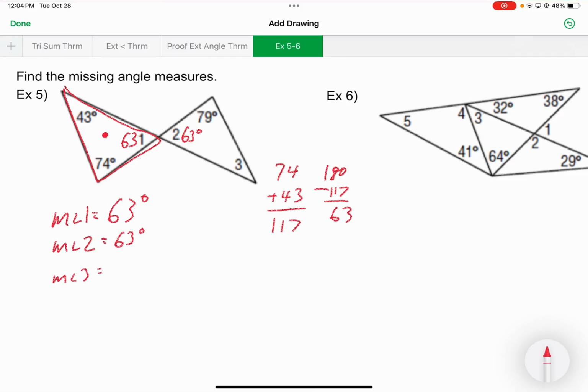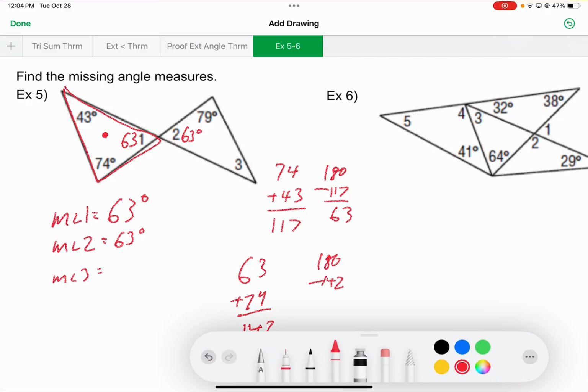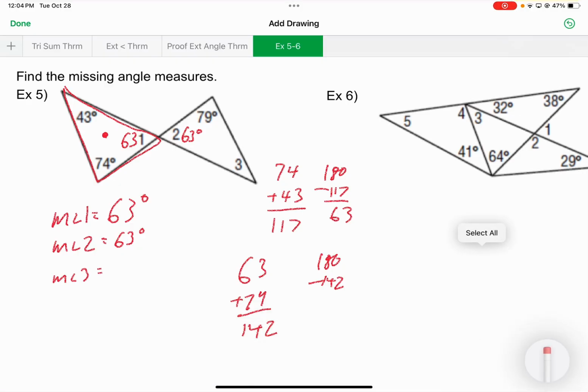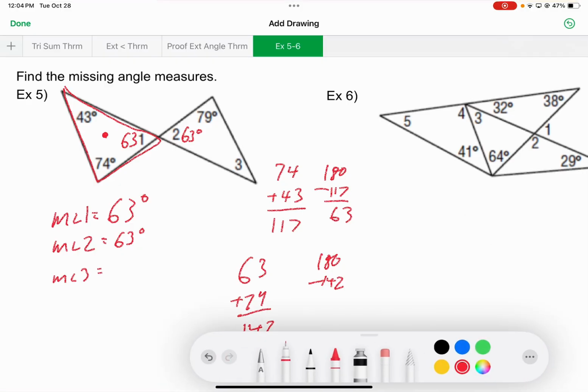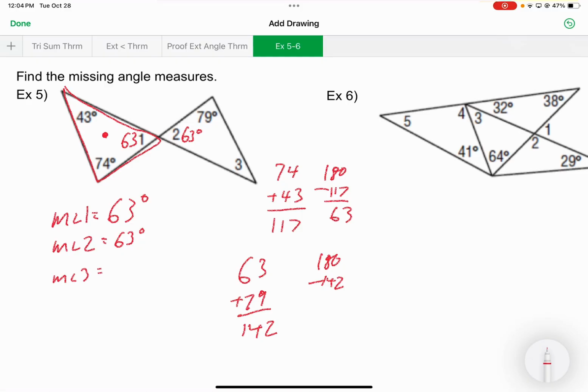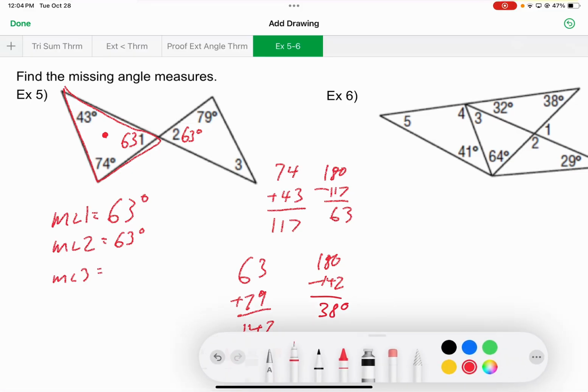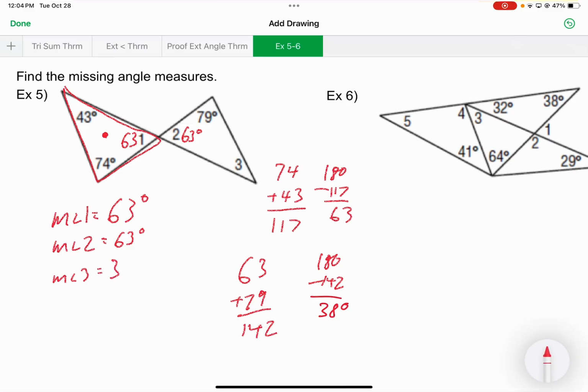And then 63 plus 79 is 142. And then angle 3 equals... but no, wait, 132? Not necessarily. Oh, no, sorry, 79. I couldn't read my own handwriting. I thought it said 74. Okay, cool. So then you subtract those and you get 38. So angle 3 would have to be 38 degrees. I like it. All right, very good.